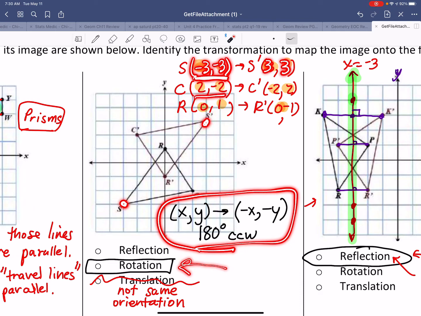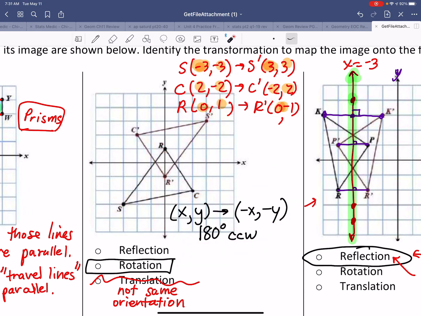We can look at the other coordinates and notice the same pattern emerges. A 0 stays a 0, but a +1 is now a -1 when I write out the coordinates for R and R prime. Same is true for C. A +2 is now a -2. A -2 is now a +2. So this rule applies, and this is our rotation rule.